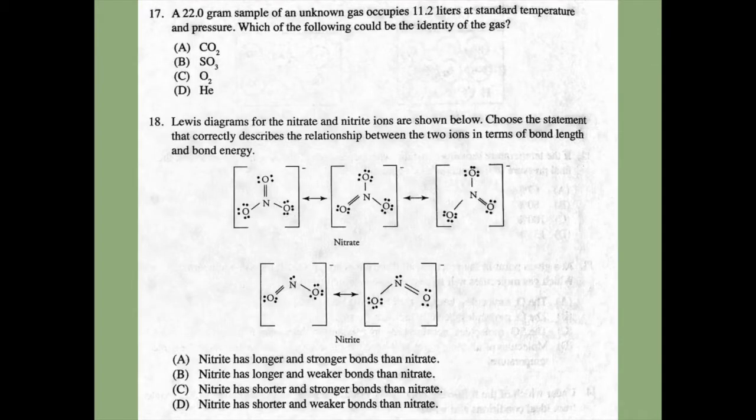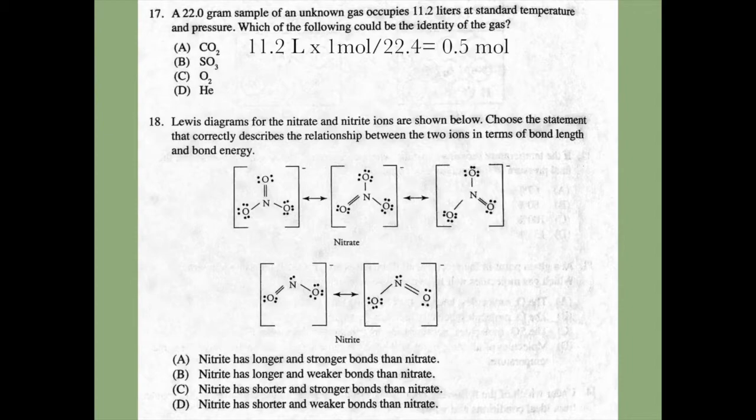For 17, it tells you that you have 22 grams of a sample of unknown gas, and it occupies a volume of 11.2 liters at standard temperature and pressure. Note that, because otherwise you might be thinking, I can't use PV equals nRT, I don't have enough information. Good news. Since I'm at standard temperature and pressure, I can say 11.2 liters, multiply that by 1 mole over 22.4 liters, and that gives me 0.5 moles because I'm at STP.